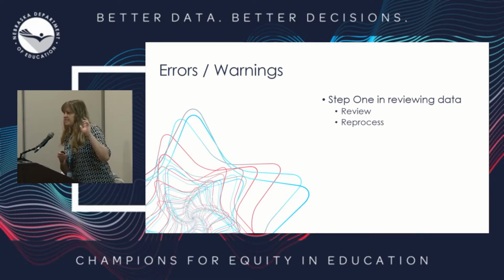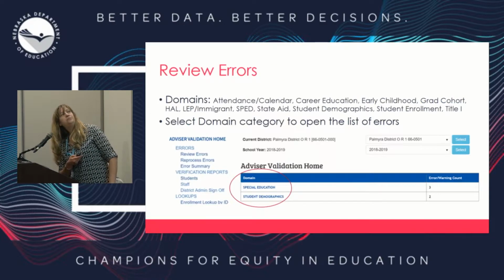So think of it as step one. When you log into advisor validation, the first thing you want to look at is your errors and your warnings. We'll look at how you review them and then also how you reprocess them. Say you're making the changes in your SIS and you want to make sure that you fixed it correctly, how you reprocess those errors.